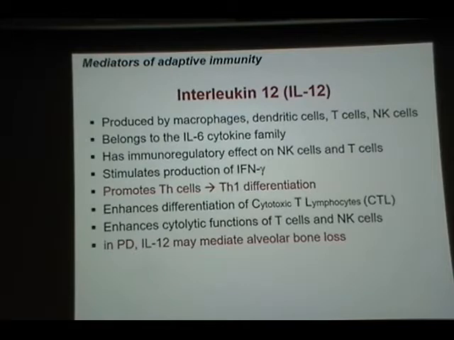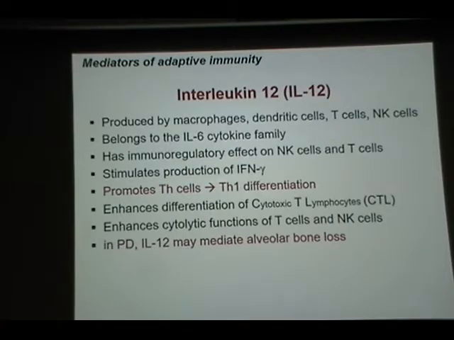IL-12 is also a mediator of adaptive immunity. It is produced by macrophages, dendritic cells, T cells, and NK cells. So when we are talking about cytokines, we need to know what cells produce them, what families they are in, what signaling pathways they can stimulate, and what biological function they will have. This is important because they can stimulate production of interferon gamma. And interferon gamma production in T cells, specifically in helper T cells, is a hallmark for Th1 differentiation.